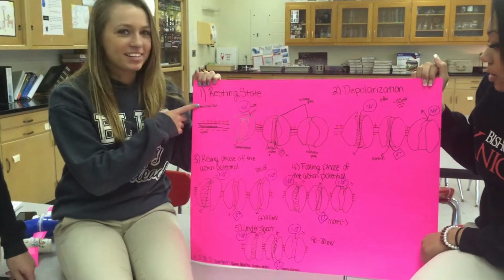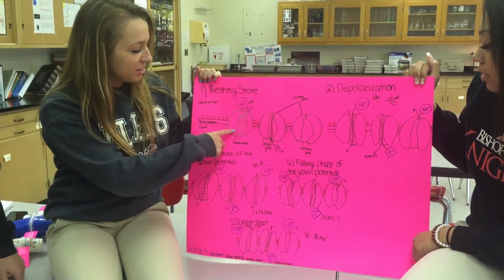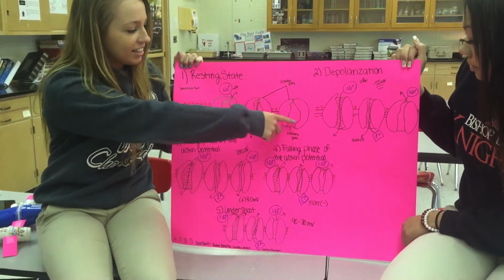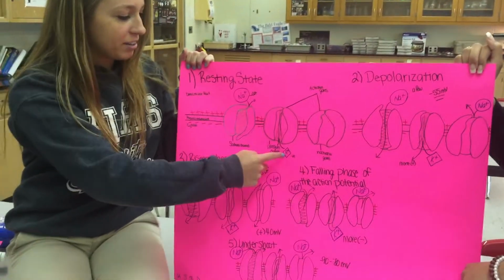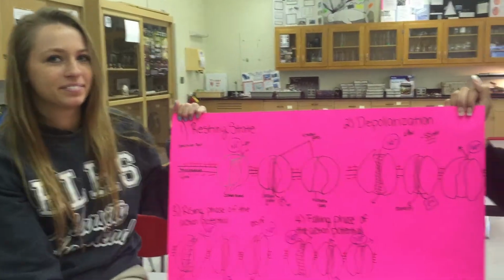All right, so the first state is the resting state, and we have the sodium channel, the potassium channel, and the inactivation gates. The sodium ions are out of the membrane, while the potassium ions are inside the membrane.